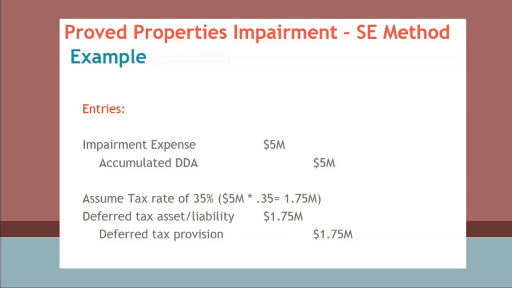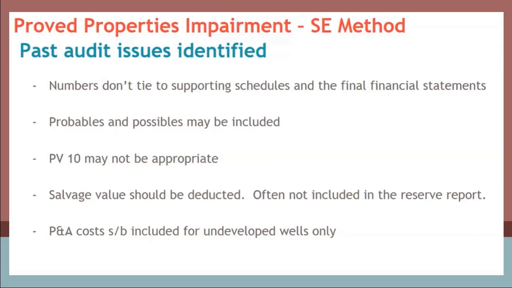So let me just keep going. So yeah, this is talking about issues we've had in the past, numbers not tying to schedules and financial statements. Probables and possibles may be included, like I said, when we're talking about impairment, they can, but you have to use one of the methods of applying some sort of, not necessarily discount factor, but adjustment factor for the fact that there's more risk when it comes to probables and possibles. They might not actually be recovered. PV10 may not be appropriate. We already talked about that. Salvage value should be deducted. Often it's not shown in the reserve report. And then plug and abandonment costs should be included for undeveloped wells only.